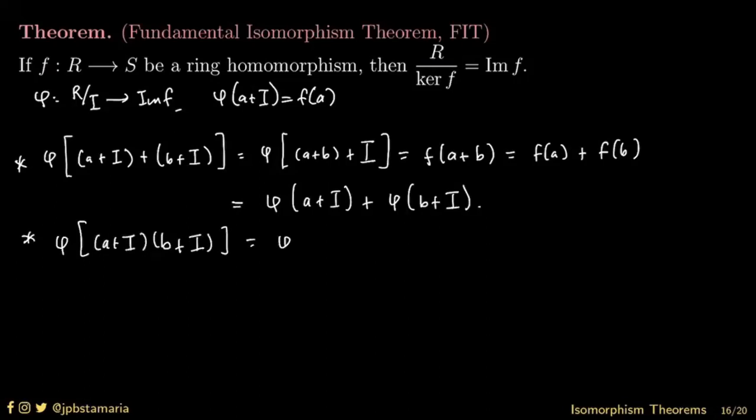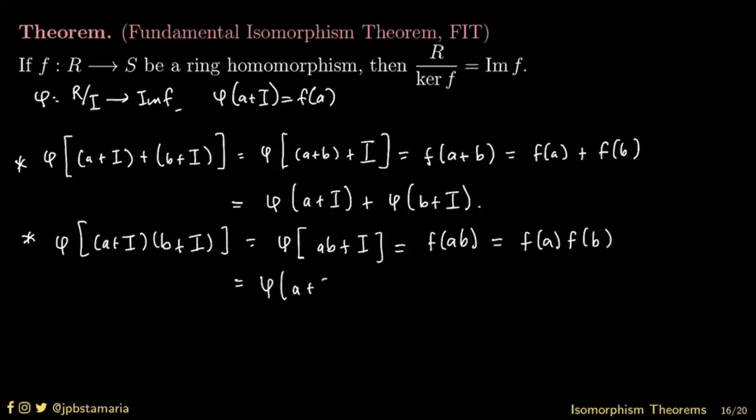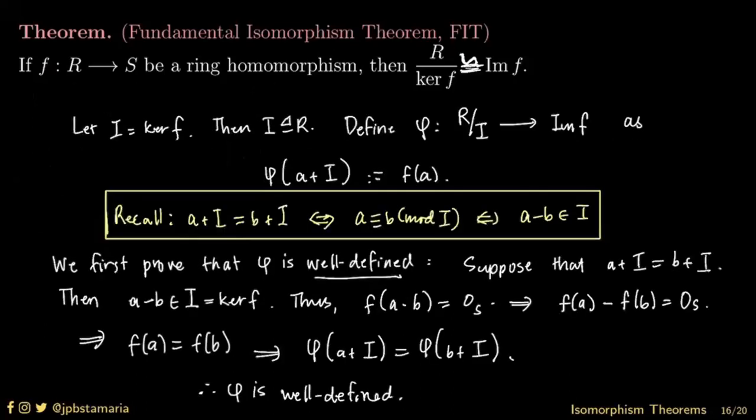Paano? By definition of coset multiplication, this is AB plus I. And by the definition of phi, this will be f of AB. Eh kasi nga, si f ay ring homomorphism, you can use the fact that it is a ring homomorphism, so you can write this. So ito yung phi of A plus I times phi of B plus I. So therefore, phi is a ring homomorphism, a well-defined ring homomorphism.